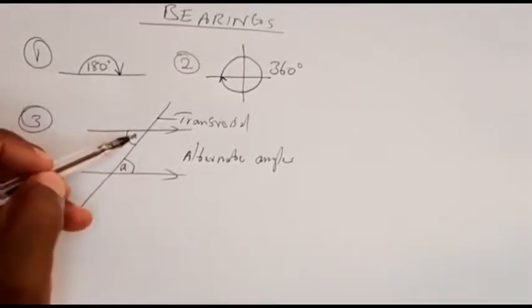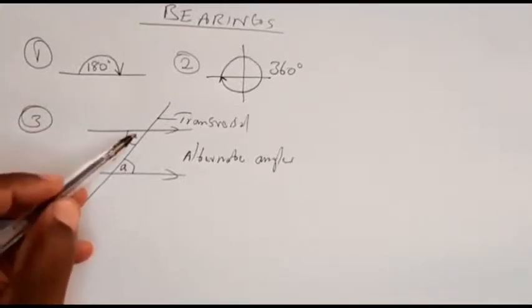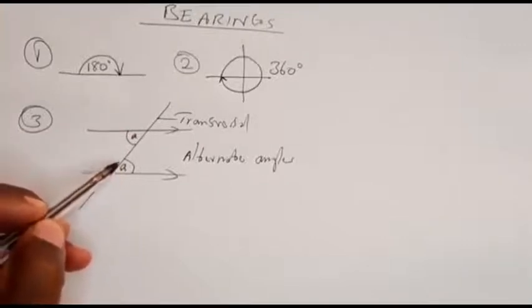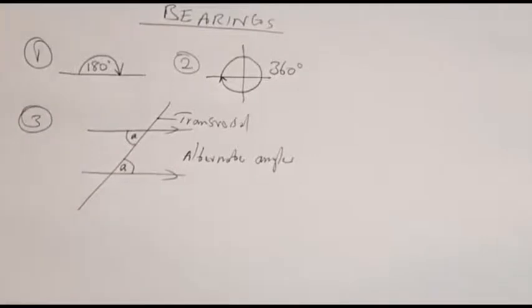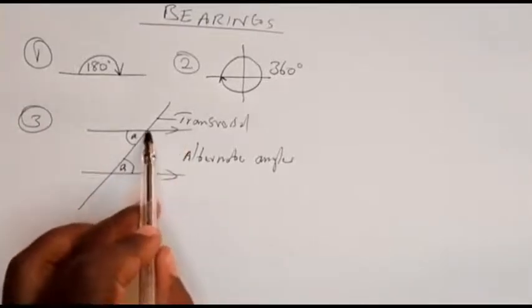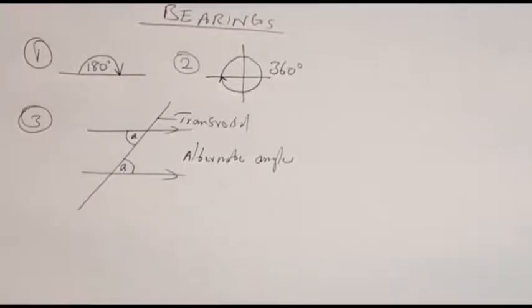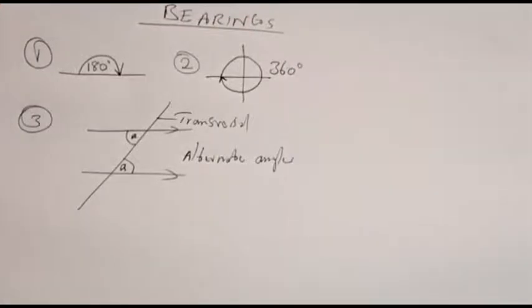So if this one is angle A, it means that even this one is A. If this one is 30 degrees, even this one will be 30 degrees. They are equal, so you know them by the Z. Or if I do this, this angle and that angle are equal. That is a very important concept.